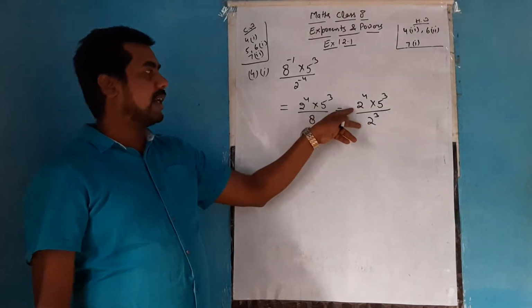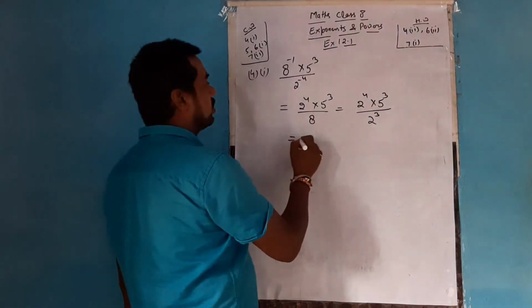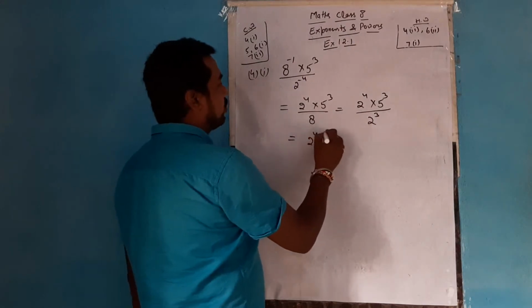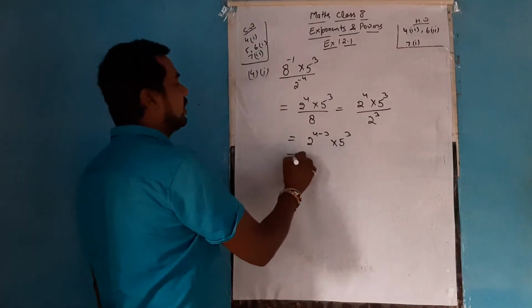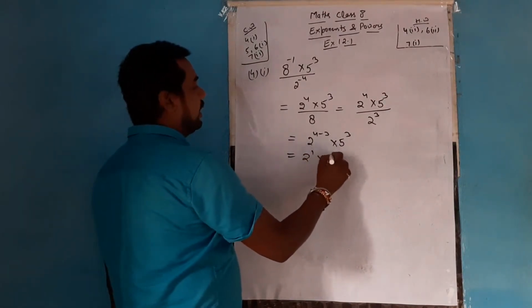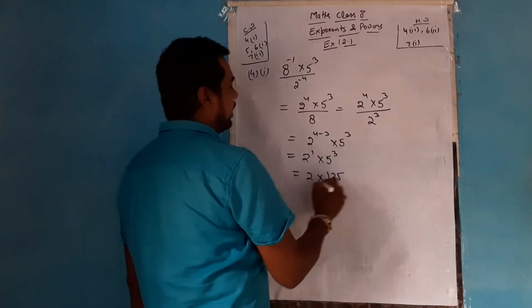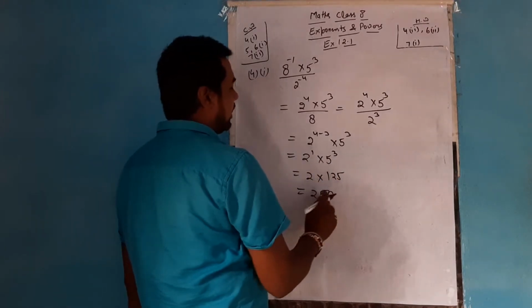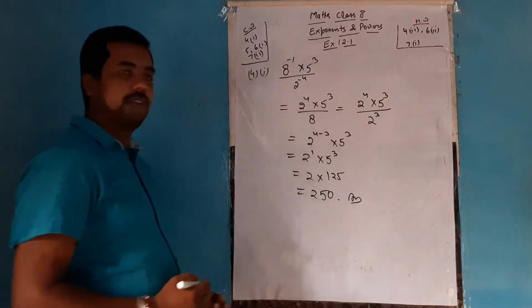Now you are seeing that the bases are the same, so the powers can be subtracted as you apply the law for division. So 4 minus 3, into 5 power 3 as it is. That becomes 2 power 1 into 5 cube. That becomes 2 times 125, which results in 250. So the answer is 250.